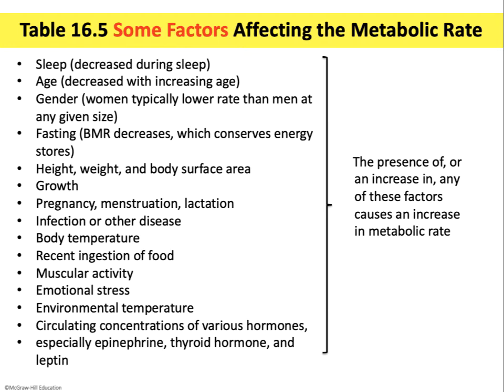A simple form of that equation is called the metabolic rate. The metabolic rate is the rate at which chemical reactions are taking place, those that are building things up and those that are breaking things down. Some of the known factors that can influence your metabolic rate are given here in table 16.5. For instance, age. As we age, our metabolic rate decreases. Another is your fasting BMR. So the basal metabolic rate decreases as you begin to fast.